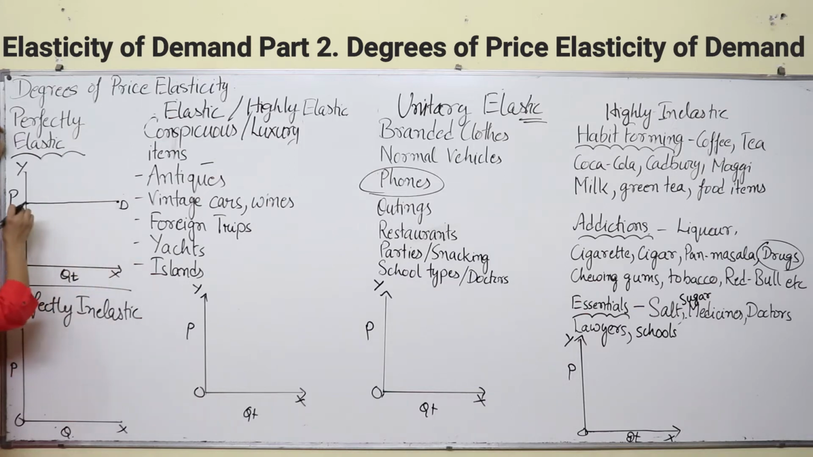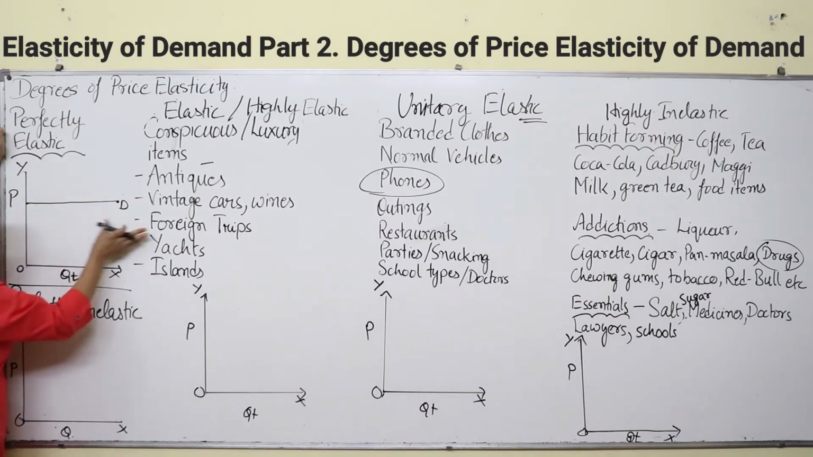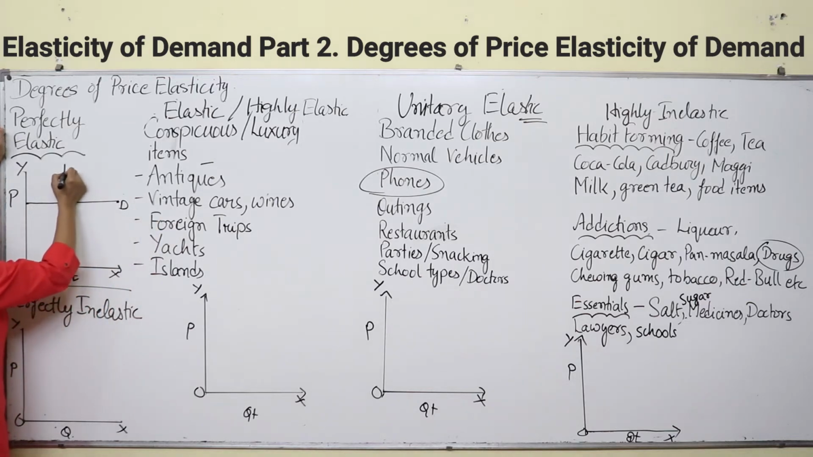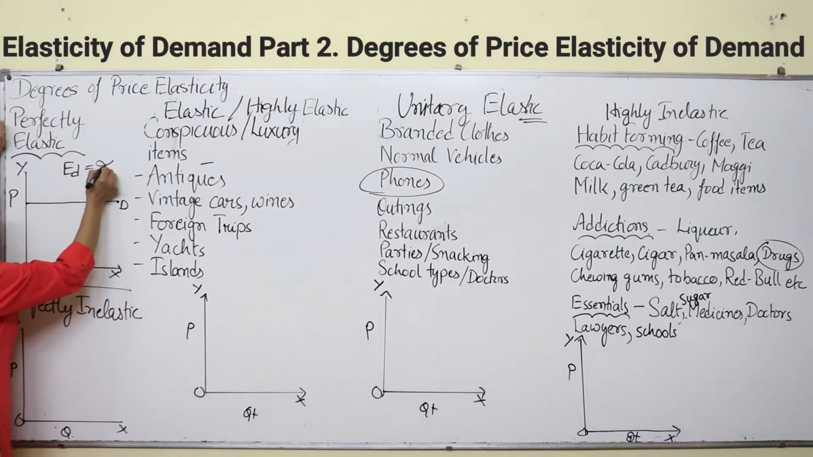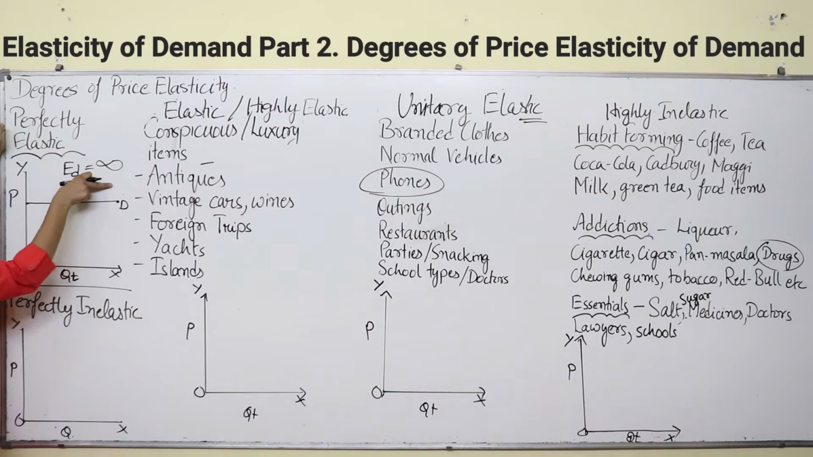That means at a very small increase in price, your demand becomes infinity. That means here the symbol for the elasticity of demand that is perfectly elastic is equal to infinity. This is the sign for this. When in multiple choice questions it comes to the symbol of elasticity of demand for perfectly elastic demand, then this is the right option for you in MCQs.